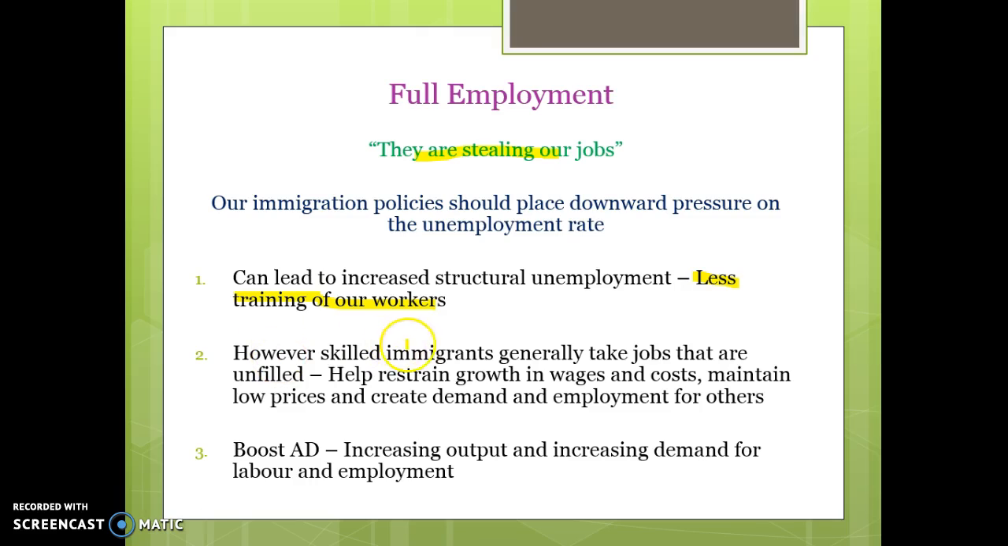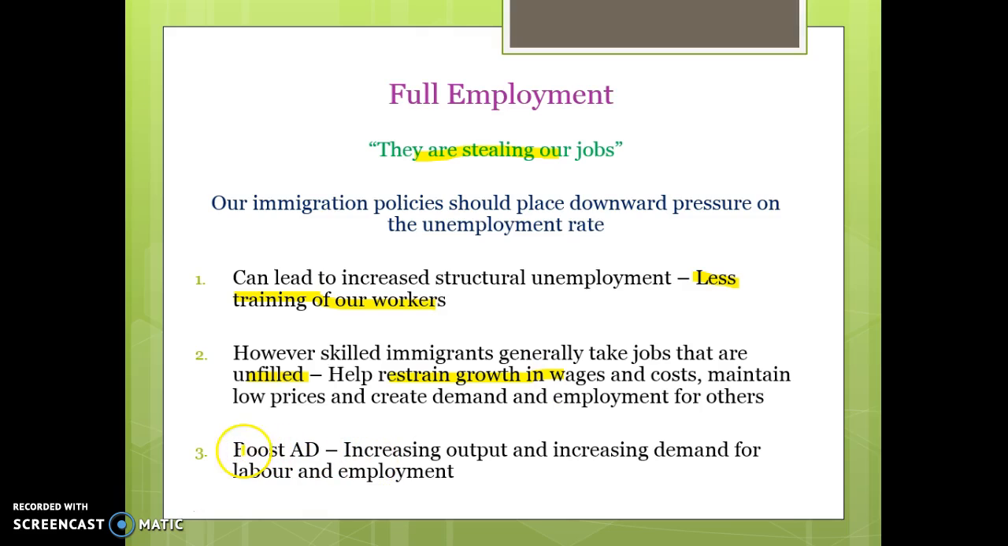Skilled immigrants generally take jobs that are unfilled though, and that helps, and they also help to restrain growth in wages and costs, and therefore help to keep prices down and increase demand for goods and services, which creates employment in the long term. So the idea is that if we effectively target skilled migration in the right areas, it should be in areas of legitimate skill shortages.